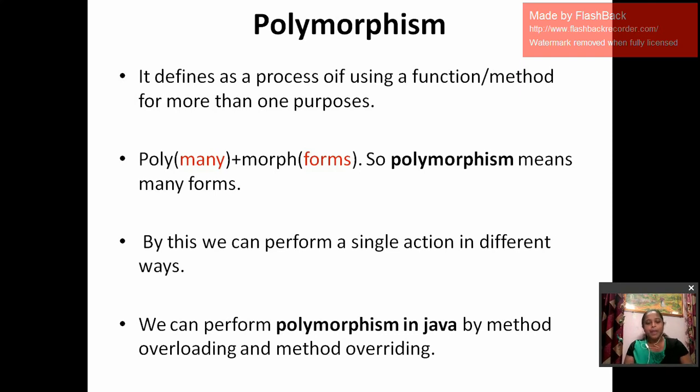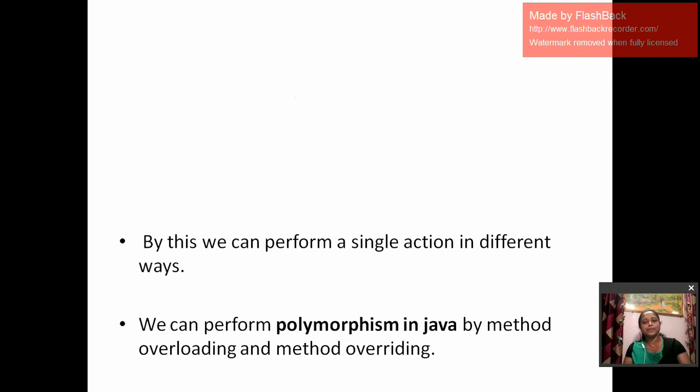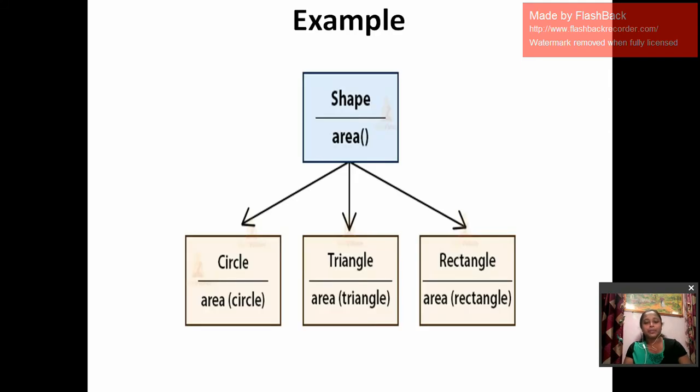Now, polymorphism is done in Java by overloading the method and overriding the method. This we will learn in the next sections, but the names should be known. Method overloading and method overriding are the polymorphism techniques in Java. So, here we will see some examples. I have given some real life examples. Here is a class example.